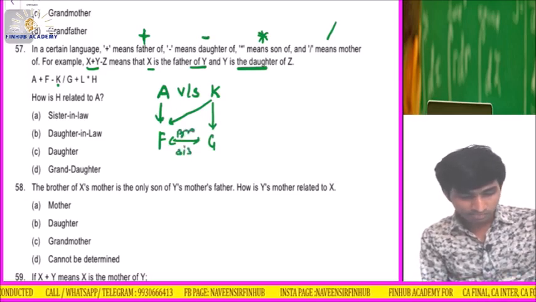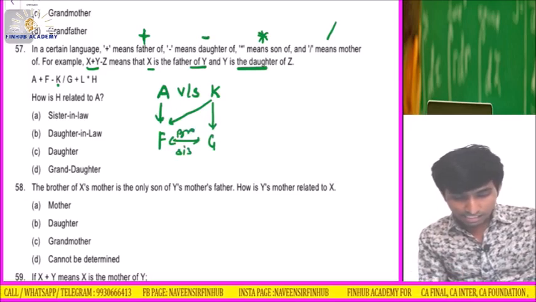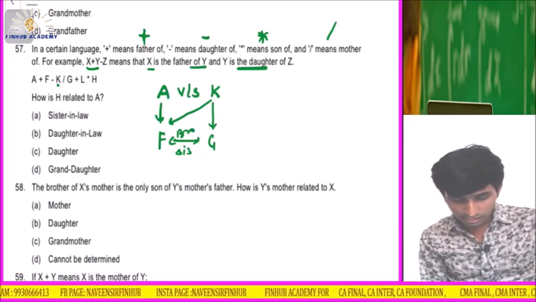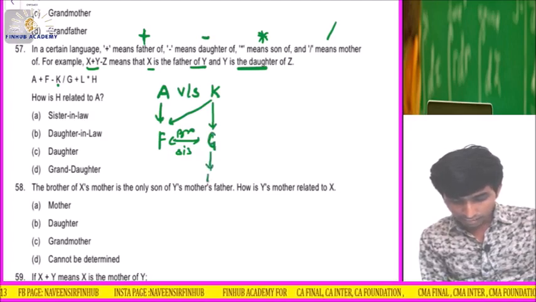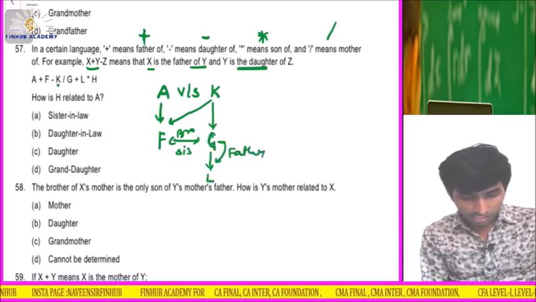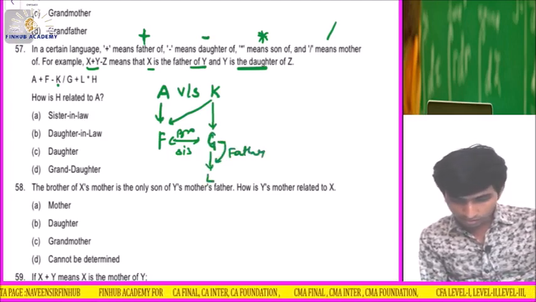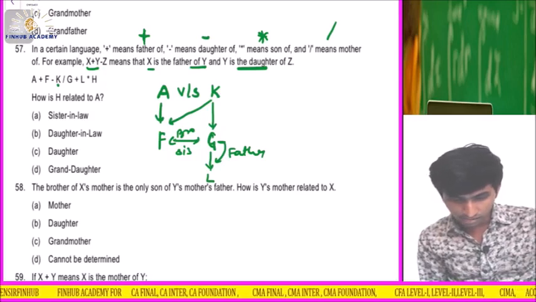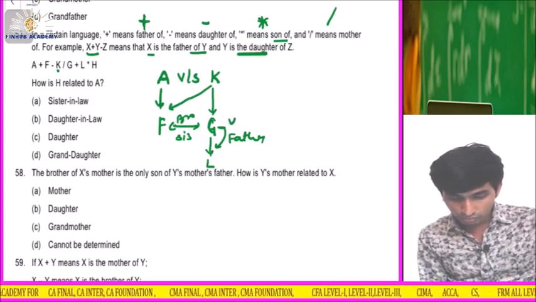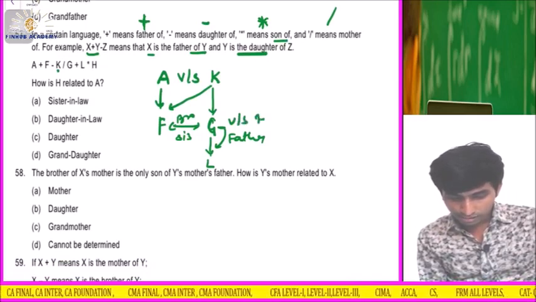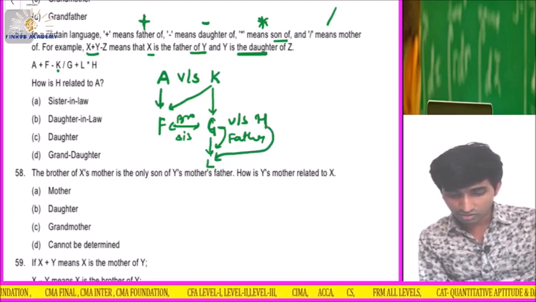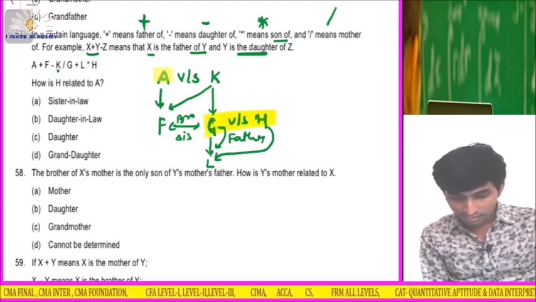Plus L. G plus L. Plus means father. G is father of L. L into H. Where is L into? Into means son. L is son of H. Obviously G is married to whom? H. Understood? L is son of H, means G and H are married. These people are married and these people are married.